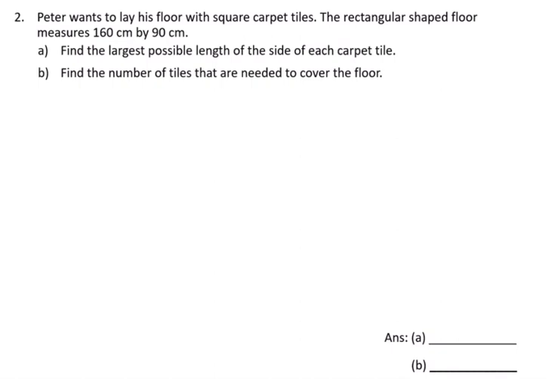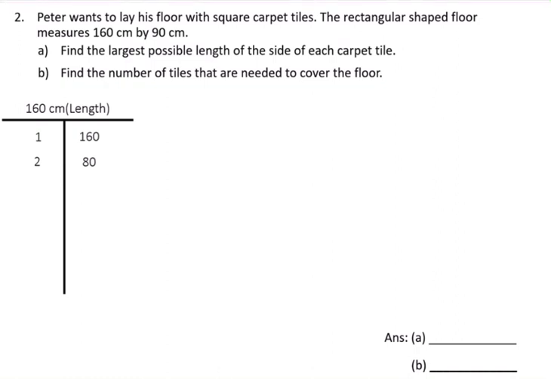So the measurement for the square tiles must be the same, understand, for all the sides. So let's find out the factors of 160. I know it's a big number, so I'm going to list it out, and please check that you didn't miss any factors. So 1 and 160, 2 and 80, 3 cannot, okay? So we go to 4, 4 and 40, 5 and 32, 8 and 20, 10 and 16.